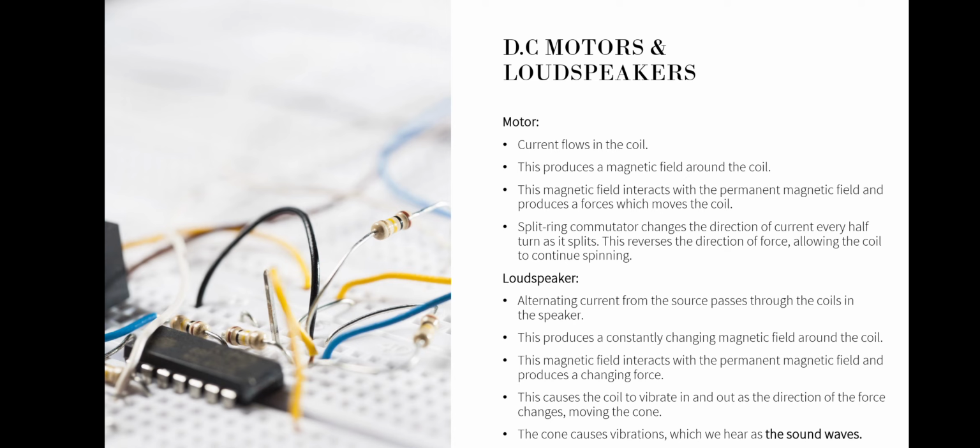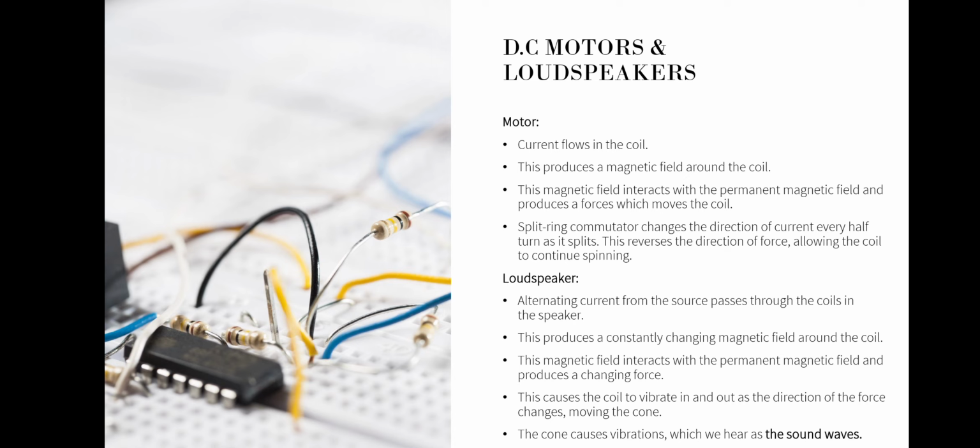For loudspeaker, instead of the normal DC current, alternating current from the source passes through the coil in the speaker, and this produces a constantly changing magnetic field around the coil. This magnetic field interacts with the permanent magnetic field and produces a changing force. This causes the coil to vibrate in and out as the direction of the force changes, moving the cone, and the cone then vibrates, causing vibrations, which we hear as sound waves.